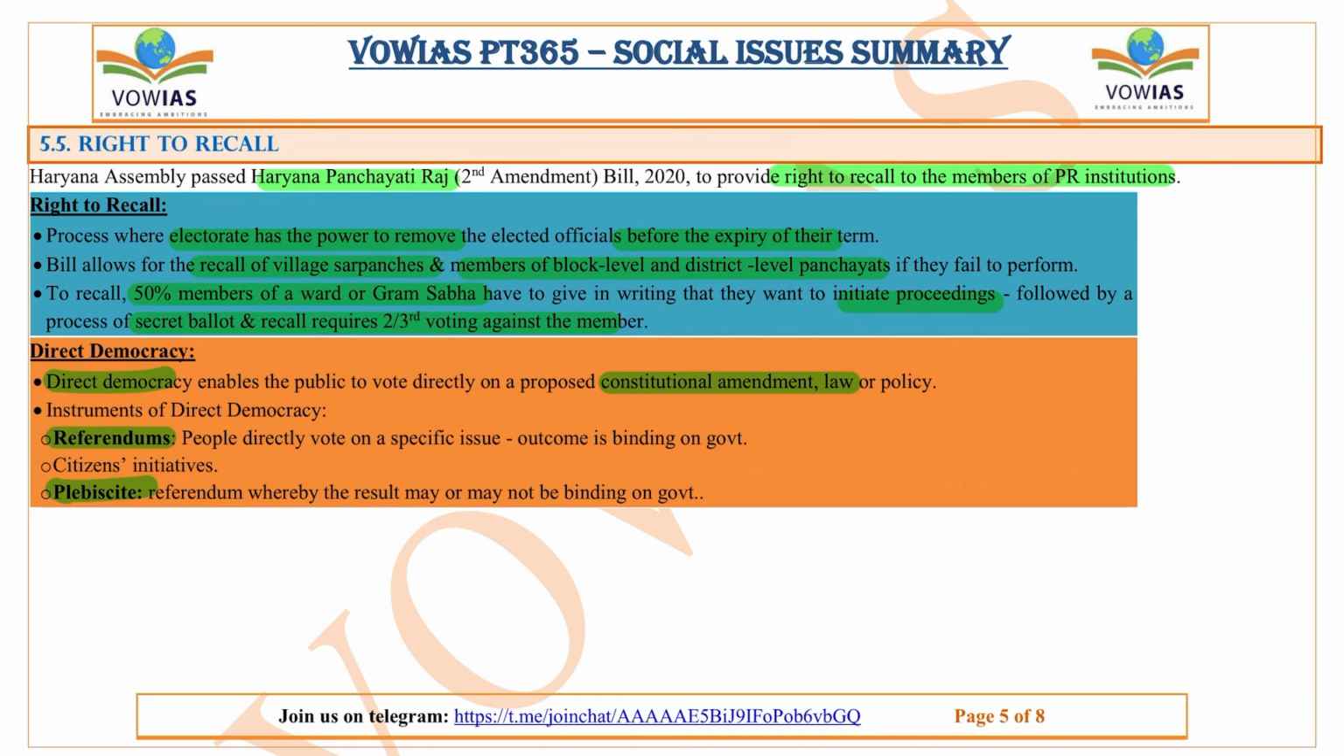Now, what is right to recall? Right to recall is that process where the electorate has the power to remove the elected officials before the expiry of their term. So before the expiry of the term, the voters can remove the elected officials. That is the right to recall power.